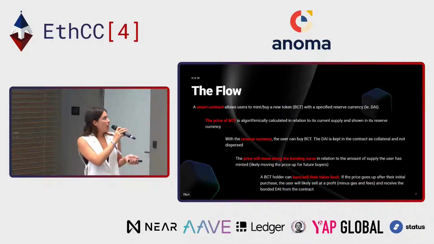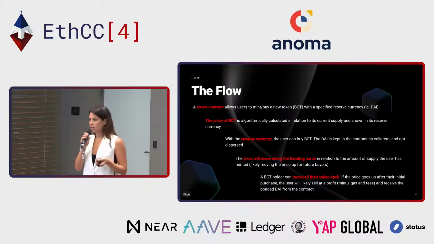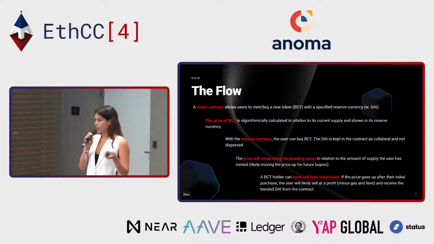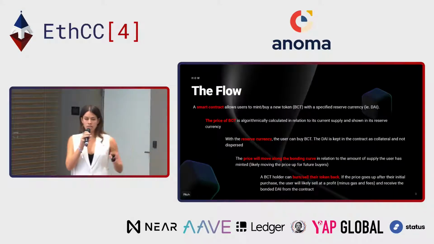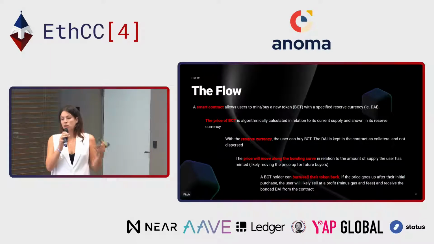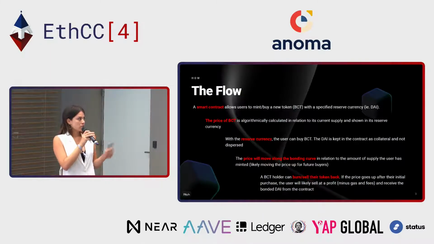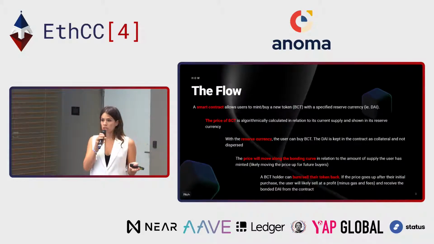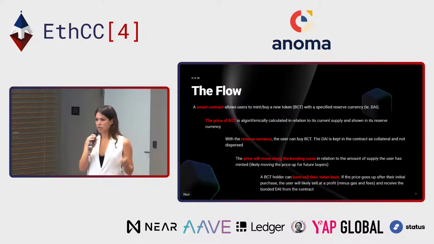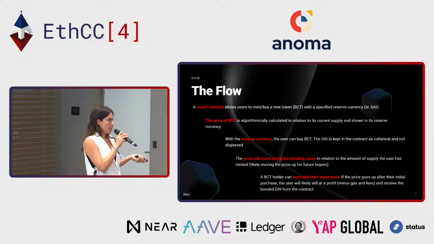So the flow. A smart contract basically, as I said, allows a user to mint and burn off of the predetermined algorithm. The price is usually determined in a reserve currency. We like to use DAI because it's a stable currency. If you do your reserve currency as Ethereum, obviously your price is going to fluctuate with the price of Ethereum as well. So it's a little bit of increased volatility, so we like to do it on a stable coin. With the reserve currency, such as DAI, the user can then go to the smart contract and buy their bonding curve token. So they can mint it depending on how much they want.